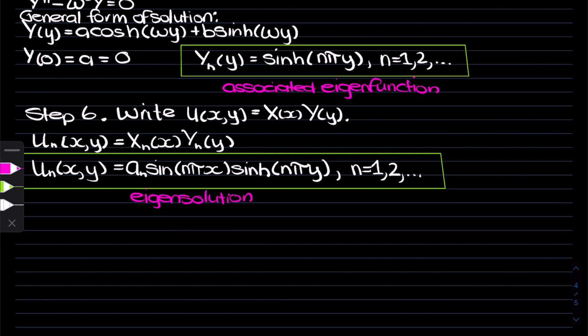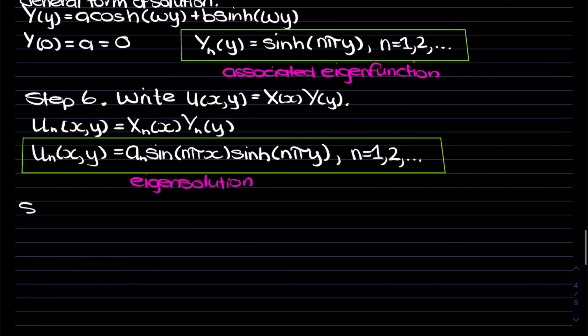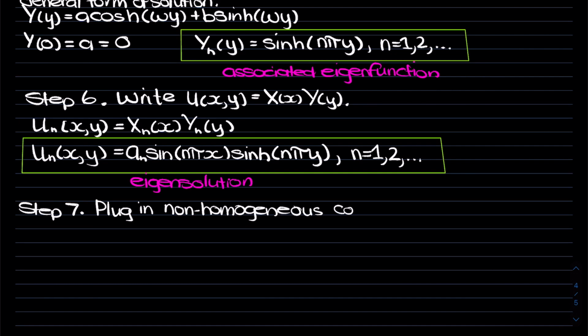So that'll be step 7. Step 7 is to plug in the non-homogeneous condition into our u_n, and then we're going to solve for n and the constant a_n.